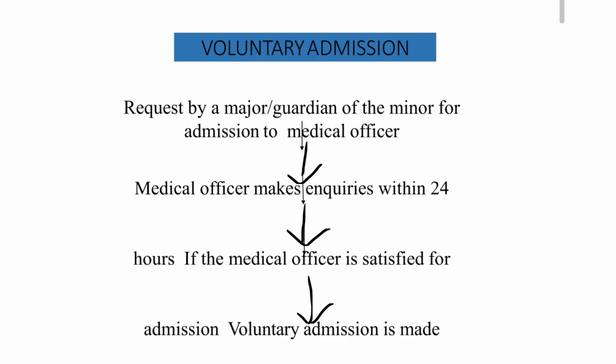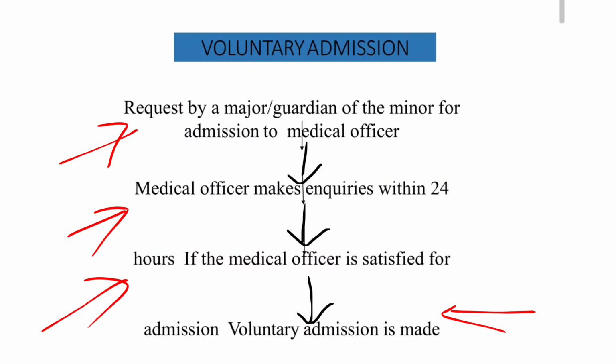First is voluntary admission. Voluntary admission is a request by a major, or by the guardian of a minor, for admission to a medical officer. The medical officer makes enquiries within 24 hours. If the medical officer is satisfied, the patient is admitted voluntarily. Suppose a person is suffering from mental illness, he himself can go to a psychiatric doctor and voluntarily get admitted, if he is a major. If he is a minor, minor means less than 18 years, then his parents or relatives or guardian should take him to the psychiatric doctor and he has to be thoroughly examined.